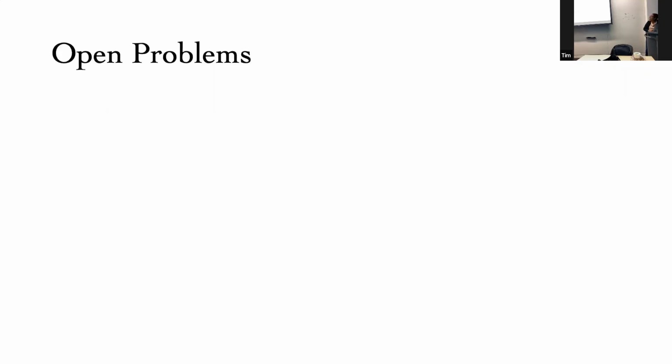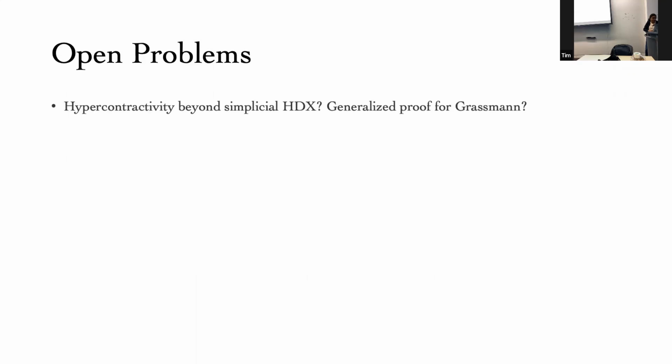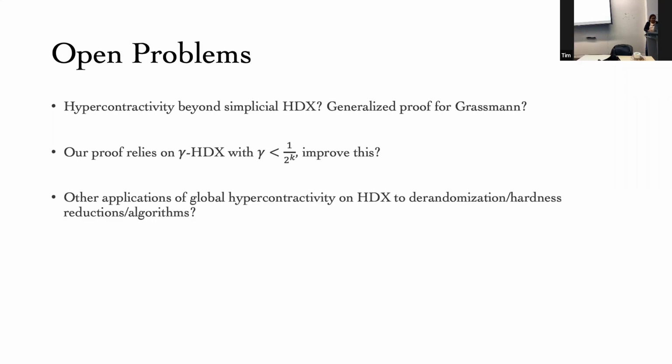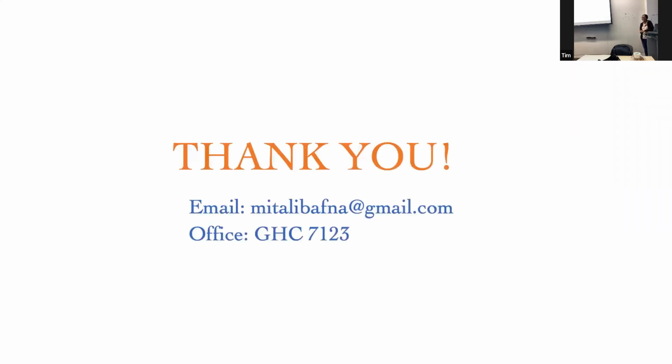Okay, I'll just mention three open problems. We gave this for simplicial HDX, where we have all the levels. So this does not give a proof for the Grassmann graph, and maybe there's more to be discovered where you do not have all the levels but still have these expansion properties. And there should be more applications of this to complexity theory, algorithms and other areas. Thanks.